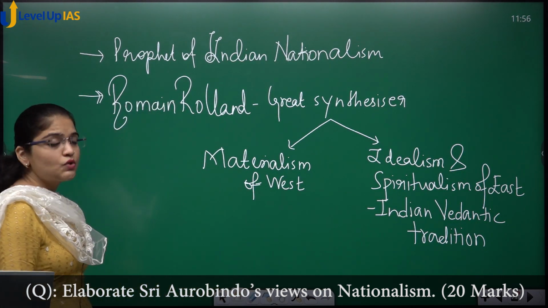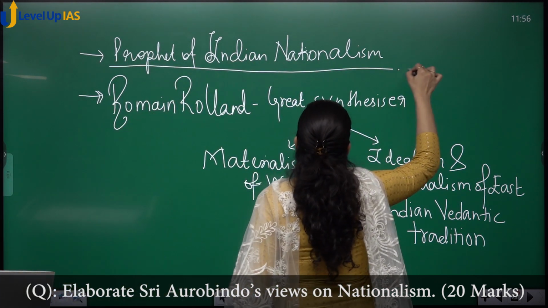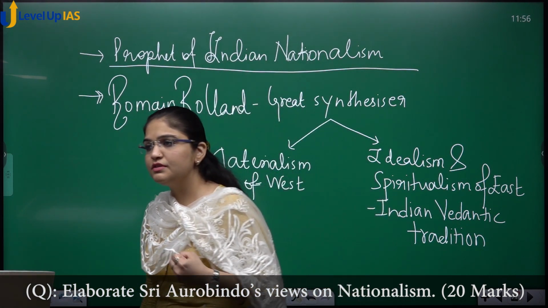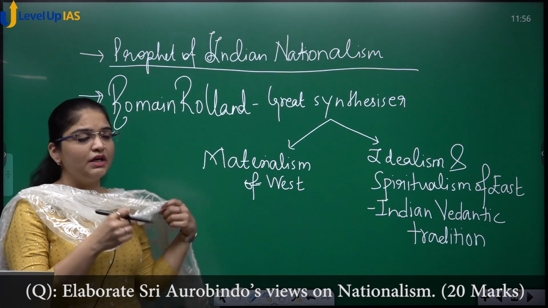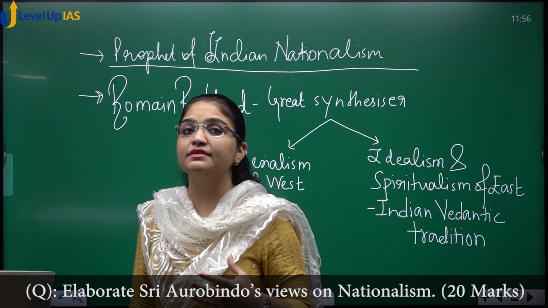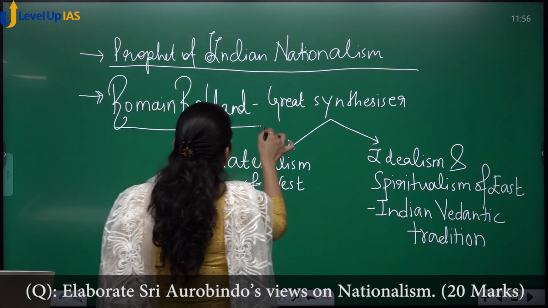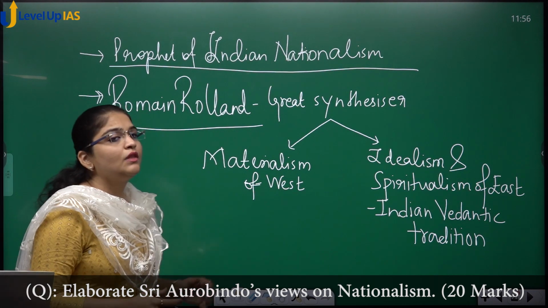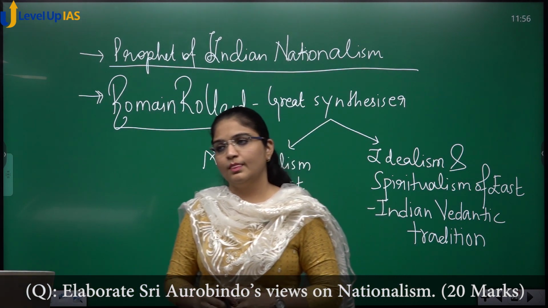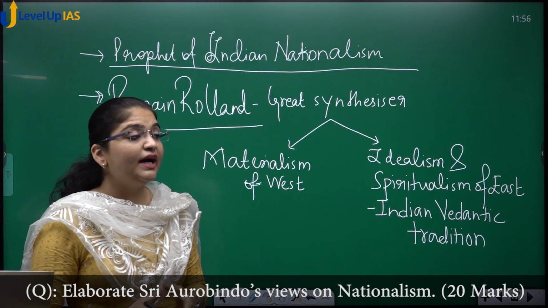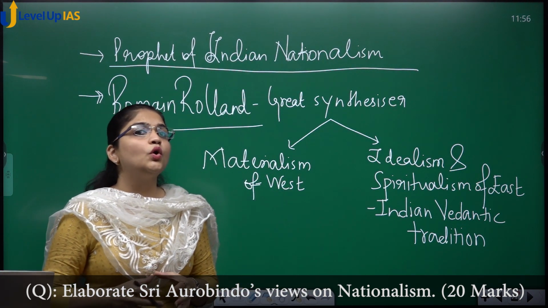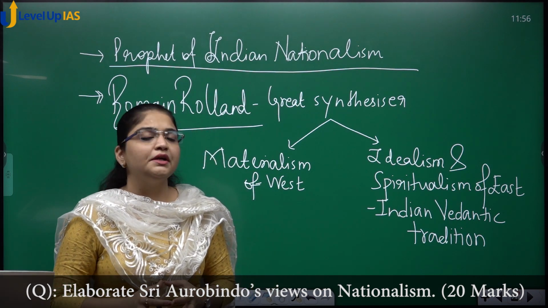Now let's see, he is also known as the prophet of Indian nationalism, and made remarkable contributions to cultural nationalism, because he made it the basis of the nationalism that we sought to build. And he is known as the great synthesizer by Romain Rolland. So what was it that he synthesized? He said that the West has focused too much on materialism, and somewhere deeply they have ignored ideas, morality, and the importance of spirit and God in their entire philosophical tradition.